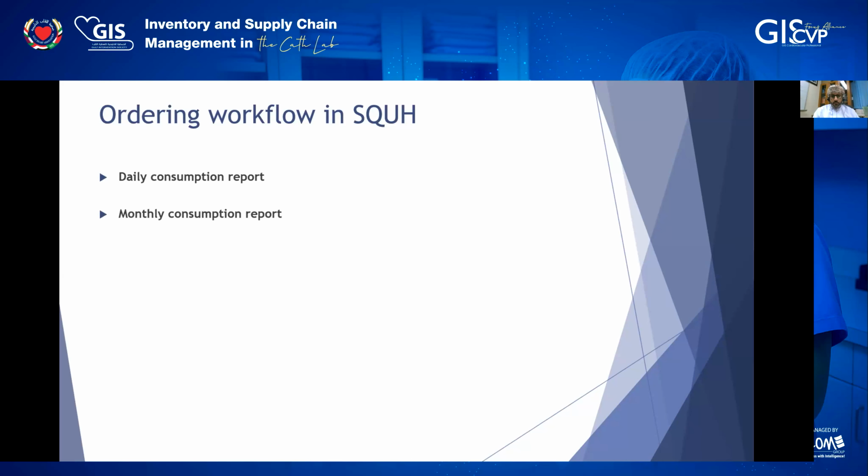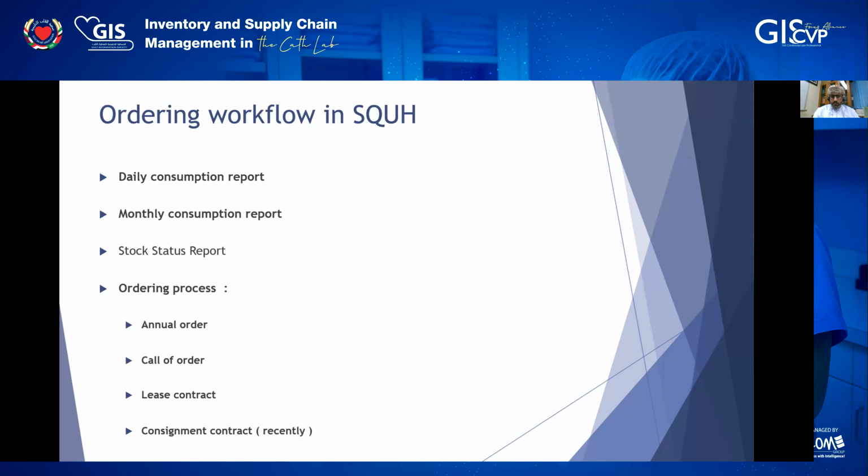We have 3 reports in my lab. One is the daily consumption report, monthly consumption report, and stock status reports. I'll show them later. Based on these reports, we can prepare our annual order, which is once a year and covers most of the items in that tender.